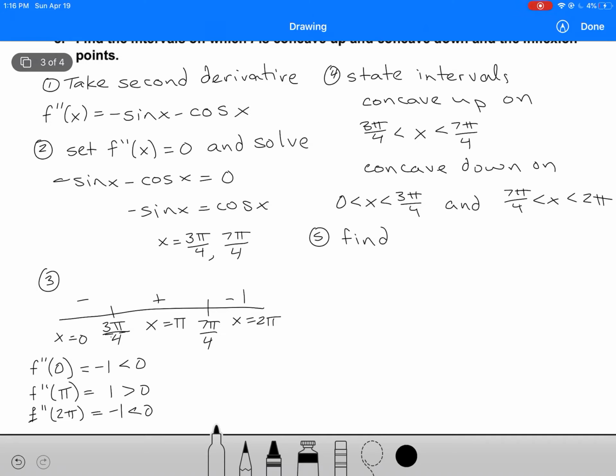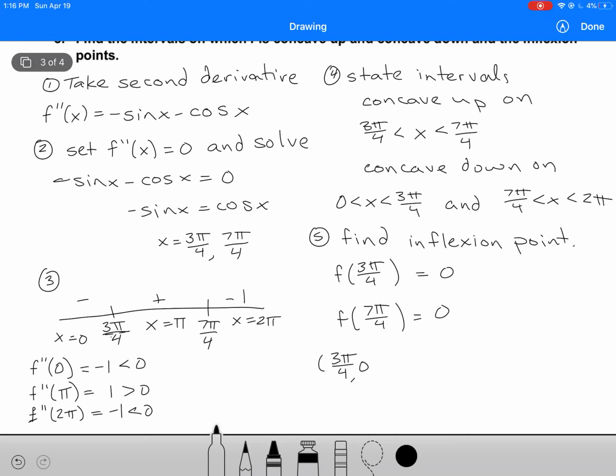Finally, we're going to find the coordinates of our inflection points. So just like we did for our max and min, we need the y value of our x coordinates that we found in step 2. So substituting back into our original function, f at 3 pi over 4, we already know is going to give us 0 because it's an x-intercept. Same thing here, f at 7 pi over 4 also gives us 0. So that means our two inflection points are 3 pi over 4 and 0, and 7 pi over 4 and 0.